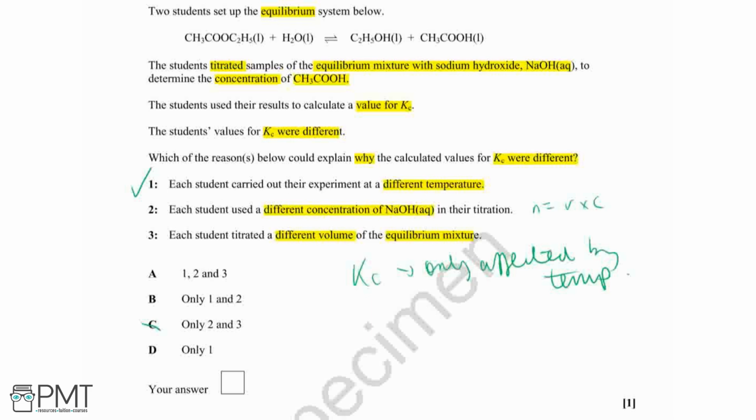So by keeping the equilibrium mixture the same, even if we affect the concentration of the sodium hydroxide, for example, if we used a more concentrated version of sodium hydroxide, you would therefore need a smaller volume in order to react the same amount of moles with the equilibrium mixture. So this one will not give different values for Kc.